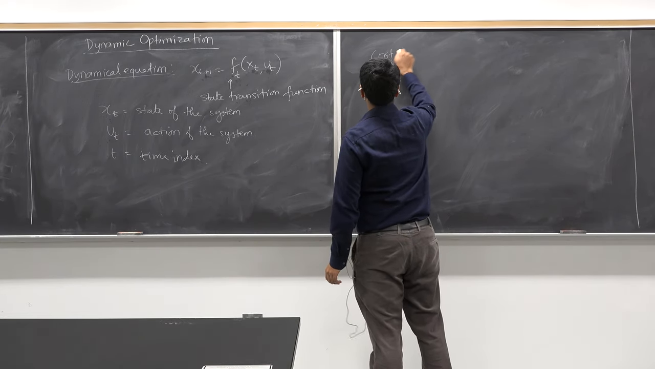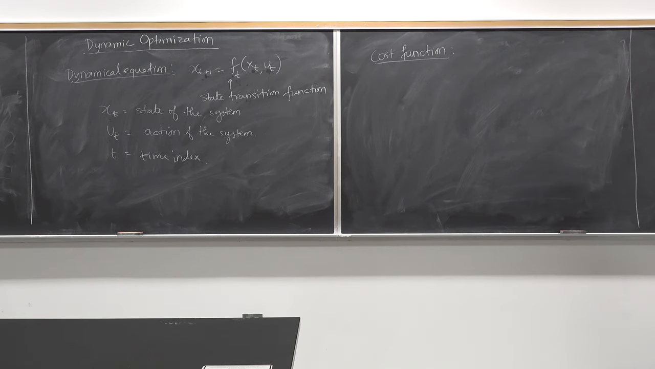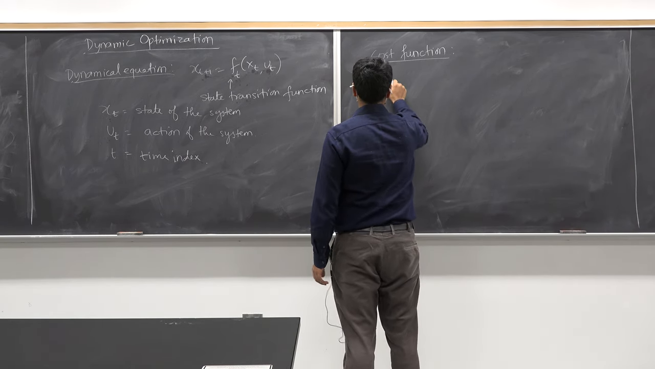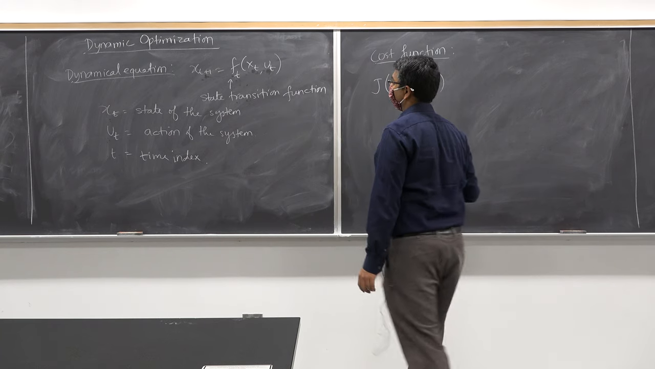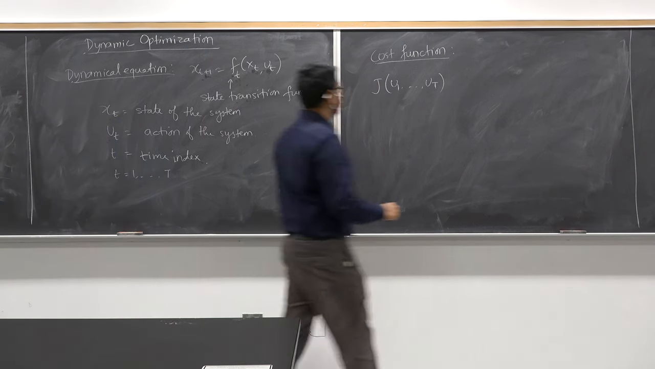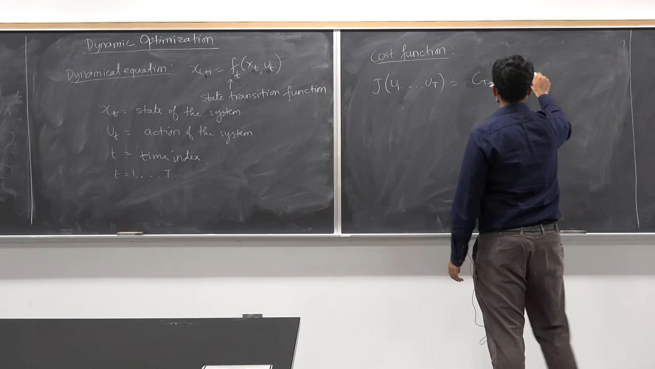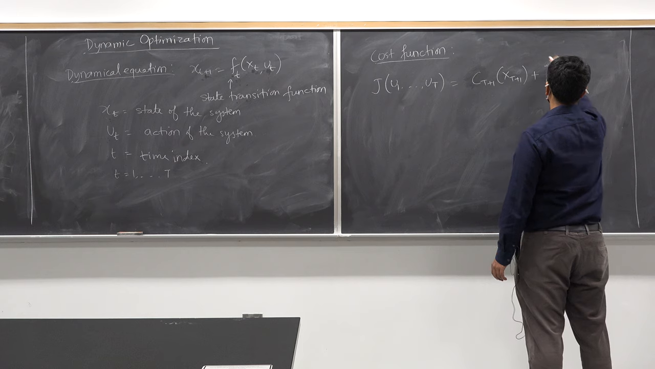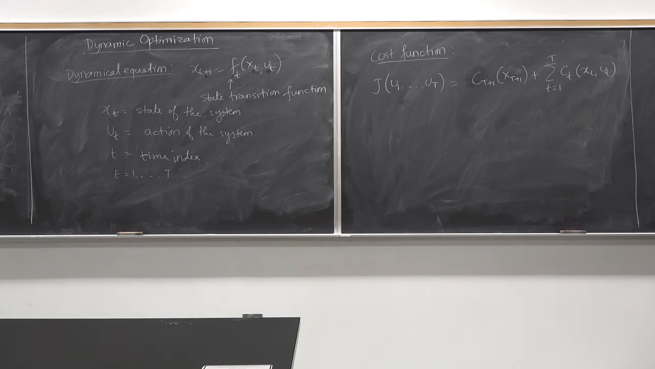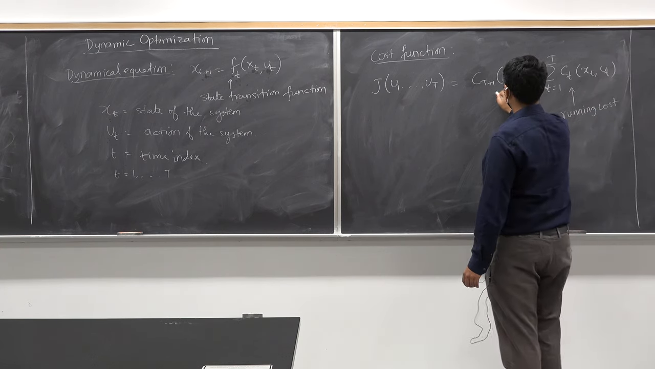Now the next thing comes: the cost function. When you have a dynamic system, you have a dynamic cost function, and it's given by J of U1 to U capital T. So let me say T goes from 1 to capital T. This is known as the running cost. This is known as the terminal cost.